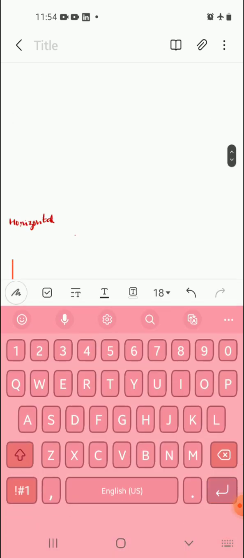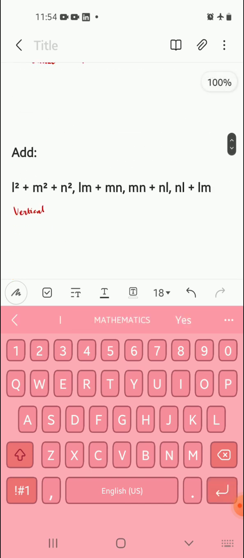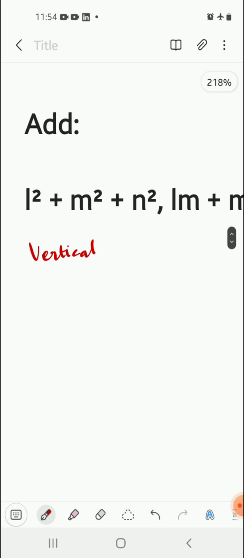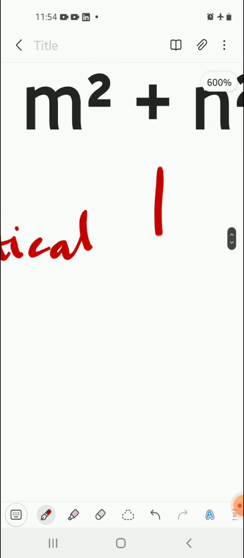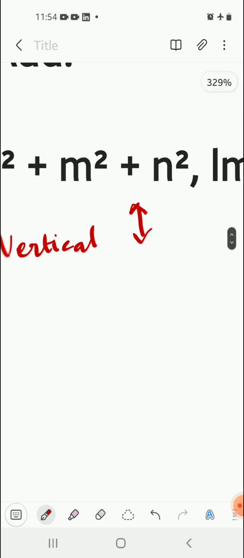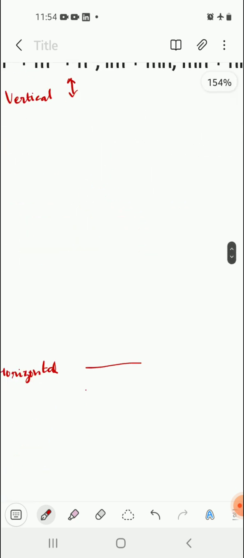Now, first we'll begin with the same question and see that the answer remains the same using either method. The first one is the vertical method. Vertical means a standing line, so we have to arrange things in a vertical manner, in this term. And horizontal means anything which is a sleeping line.